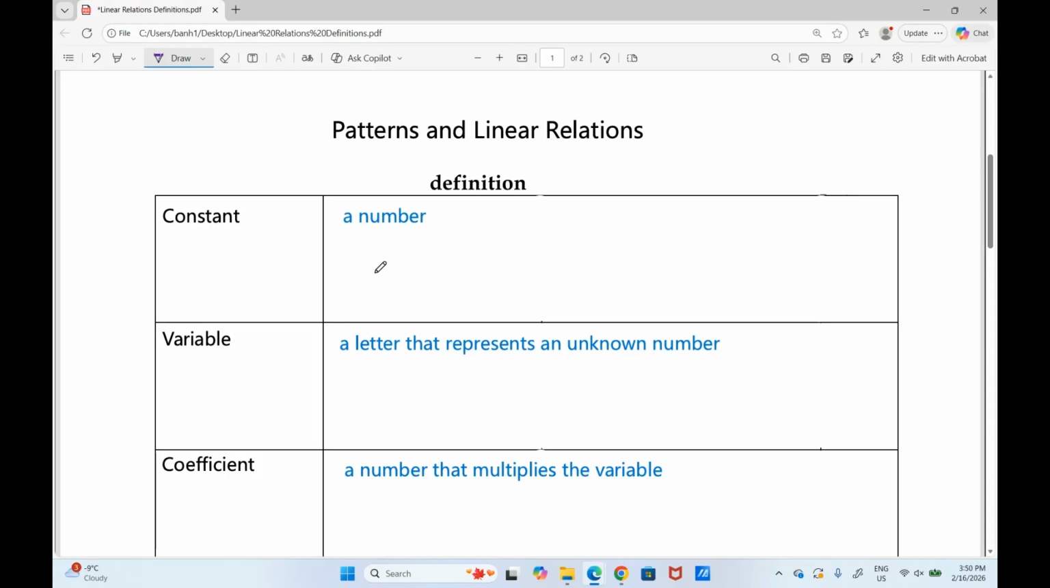Hi class, in this video we're going to be talking about patterns and linear relations, and we're going to start with definitions. So the first term we're going to define is called a constant.